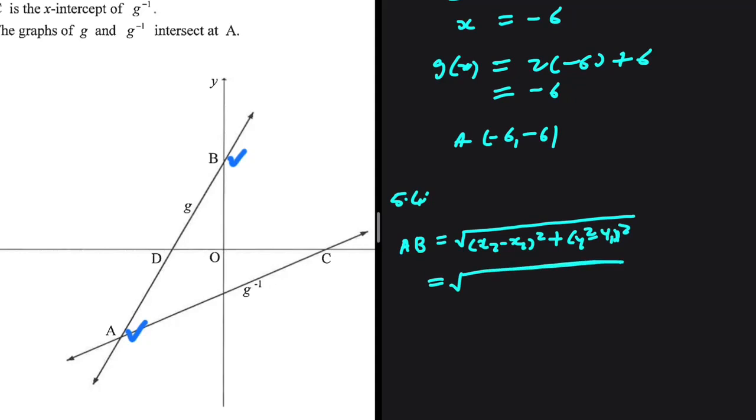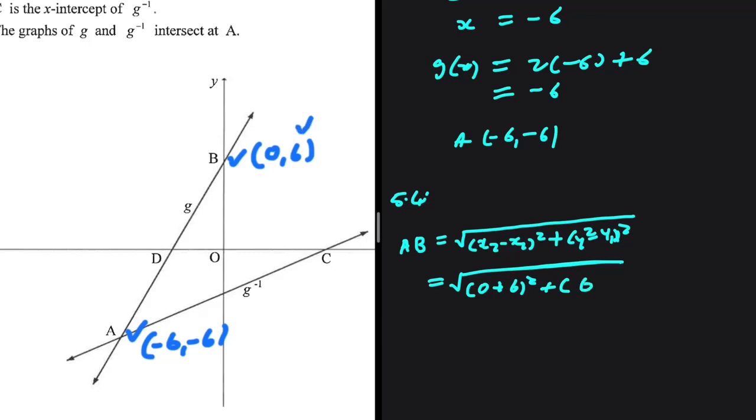So the coordinates of B, we have 0 and 6. The coordinates of A, we have minus 6 and minus 6. If we take B as our second point, we're going to have 0 minus 6. So that is just 0 plus 6 squared plus y2. Y2, the y value of B is 6.